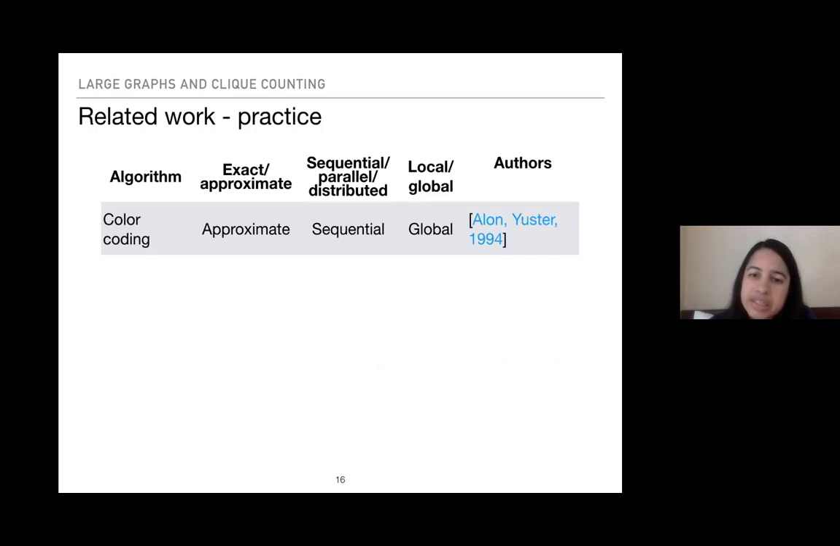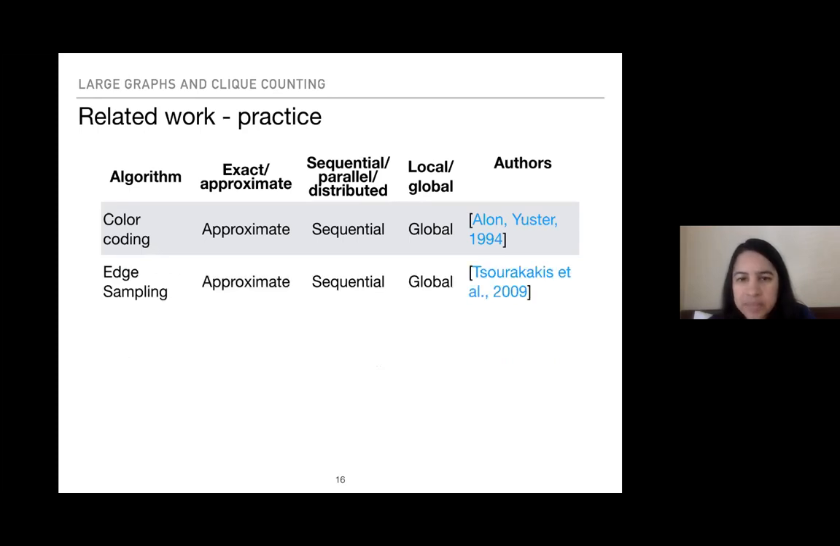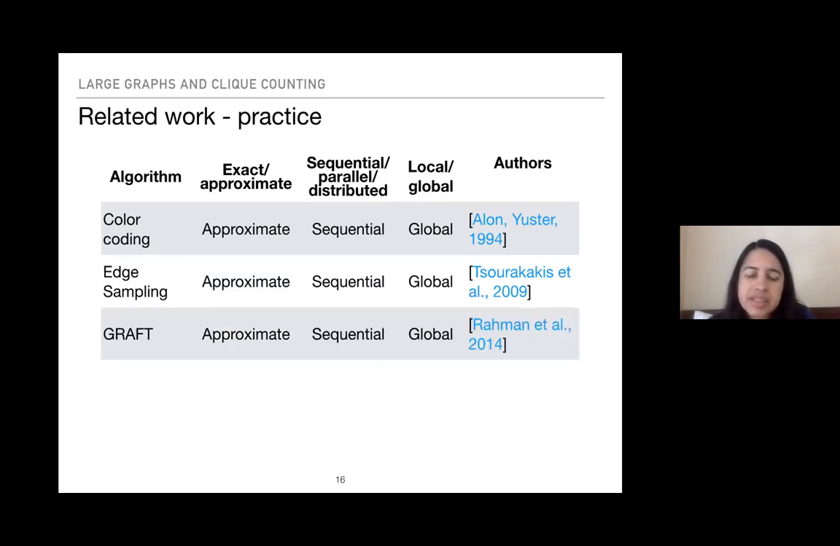In terms of practice, what is known is, so instead of talking about these algorithms in terms of the various different parameters in terms of which their running times are defined, I'm going to focus more on their practical aspects. So there's color coding, which is an approximation algorithm. It's a sequential algorithm. It gives global counts. There's edge sampling, there's graphed.